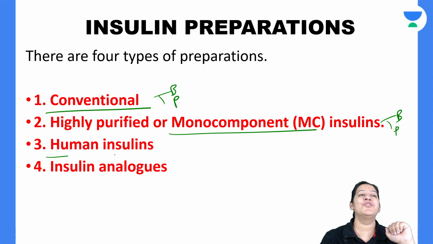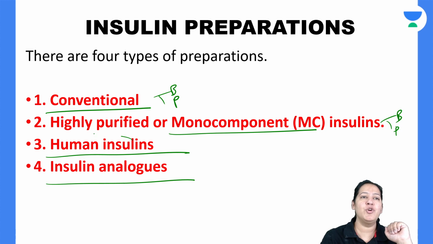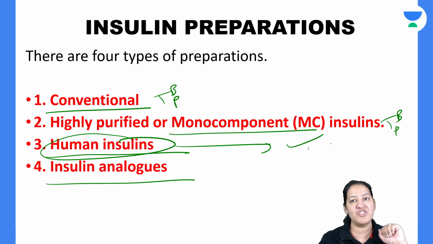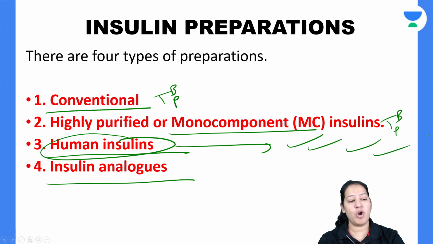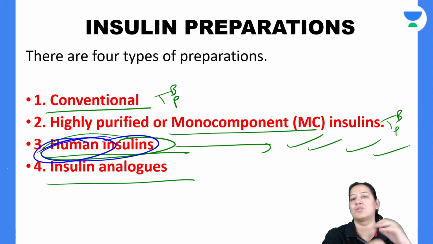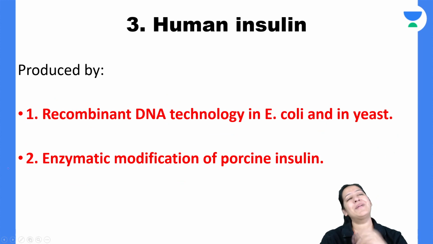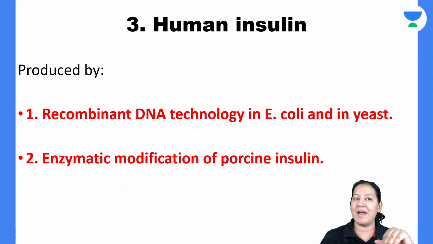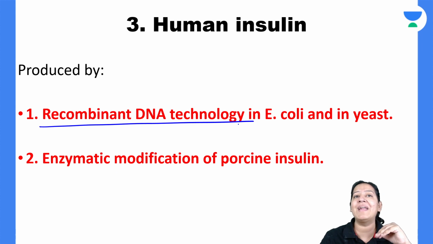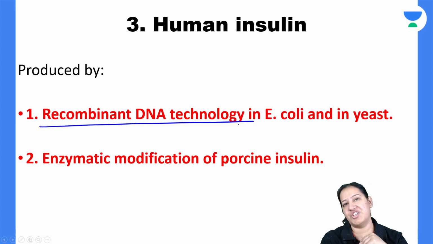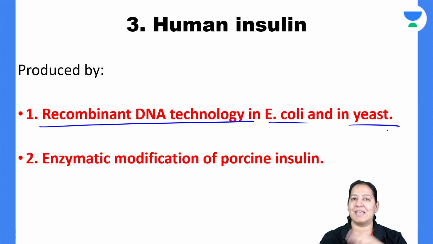Let's talk about human insulin and insulin analogs. First, let's take human insulin. These are the insulins which we are using nowadays. As the name indicates, human insulin is prepared from humans only, of course. So how is it prepared from human? It is prepared by a technology known as recombinant DNA technology, that is genetic engineering, using E. coli or yeast as the organism.